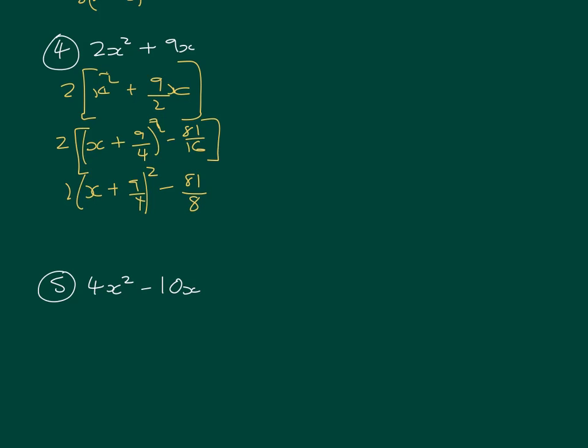And if I was to do the coordinates, the x coordinate is where this bracket equals 0, so that would be when x is minus 9 over 4. So we've got minus 9 over 4, that's the coordinates of our turning point here, and the y coordinate is minus 81 over 8. So those are our coordinates for this turning point here.